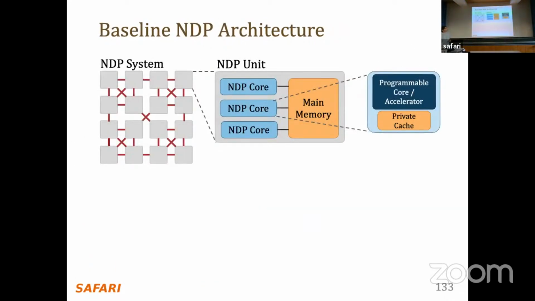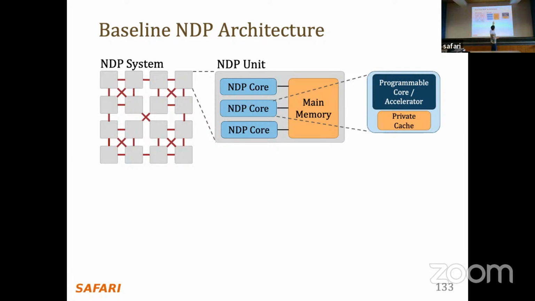Okay, so what's the baseline NDP architecture that we consider? It is something like this. Remember, this looks more or less similar to the Tesseract accelerator, right? We have multiple NDP units, so they are called in this work. These NDP units are connected using some off-chip links, and then inside each of the NDP units we have several NDP cores that have access to the same local memory.